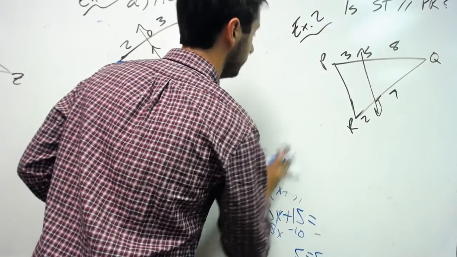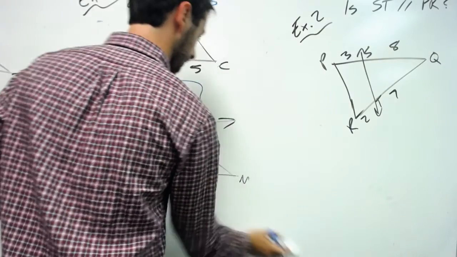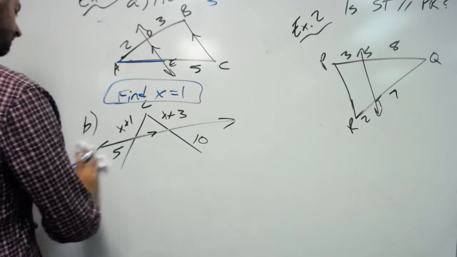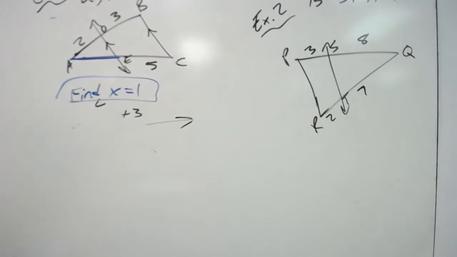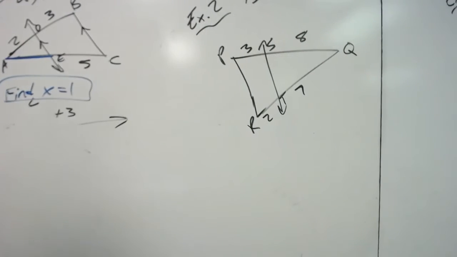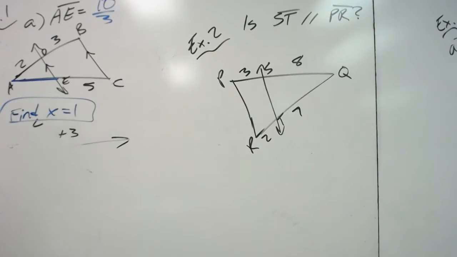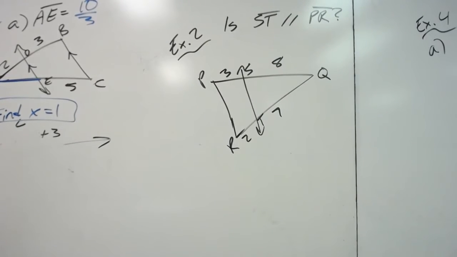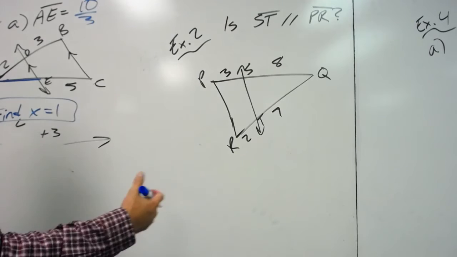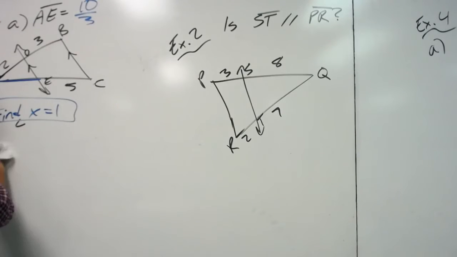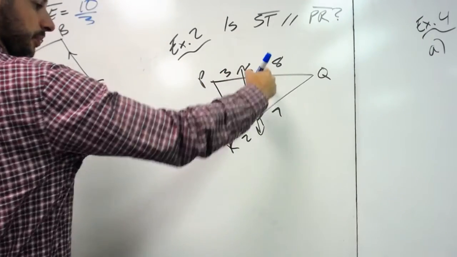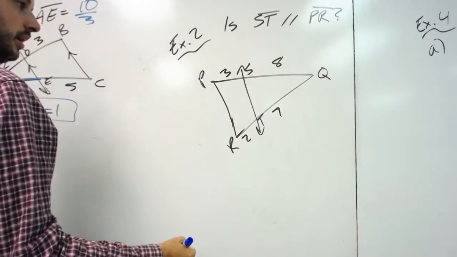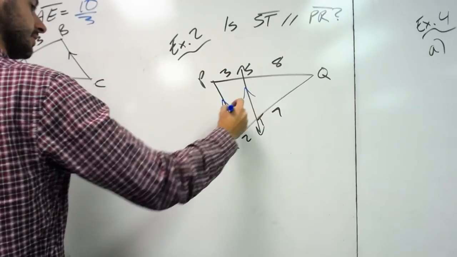Now let's look at example 2. Example 2 is about the converse of the proportionality theorem. The converse states that if a line divides two sides of a triangle proportionally, then it is parallel to the third side. So converse, working backwards in a sense, is we're going to say, if 3 over 8 is proportional to 2 over 7, that is going to prove that these lines are parallel.